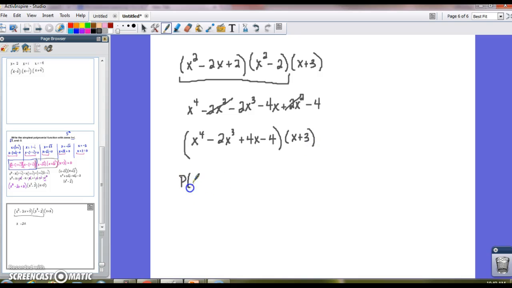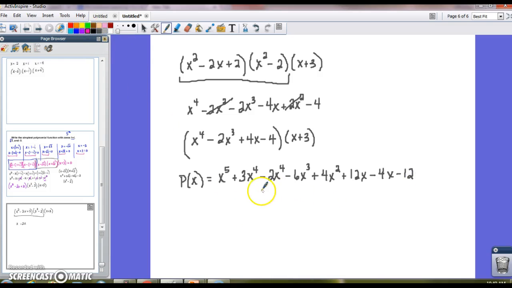So my final polynomial gives me x to the 5th. X to the 4th times x is x to the 5th. Plus 3x to the 4th. And now I'm going to do negative 2x cubed times both of these. So I get negative 2x to the 4th minus 6x cubed plus 4x squared plus 12x minus 4x minus 12.